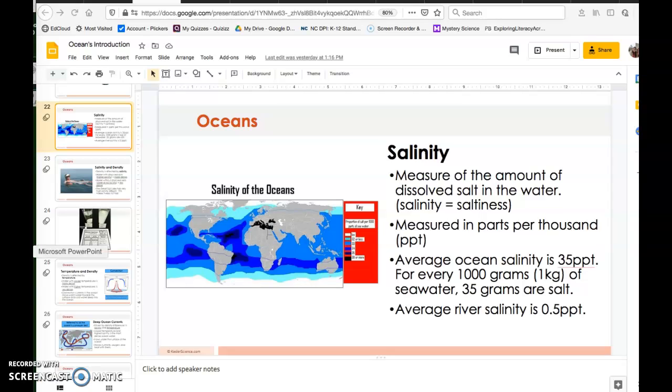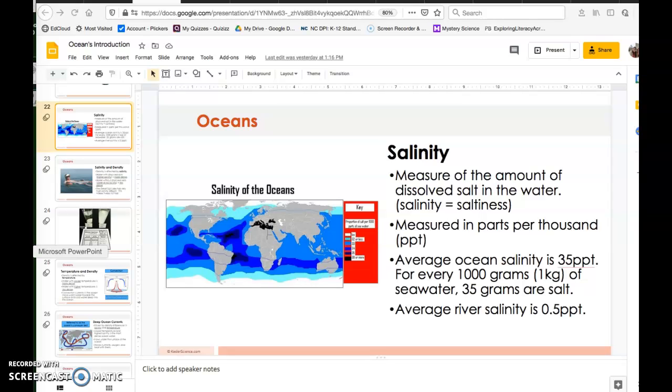Here we go. So we left off talking about the surface water currents, how those are driven by the wind patterns, and how it's a pretty circular and cyclic movement. But today we're going to talk about our deep water currents as well as some other sea floor features. But before we can talk about the deep water currents, you got to understand salinity.